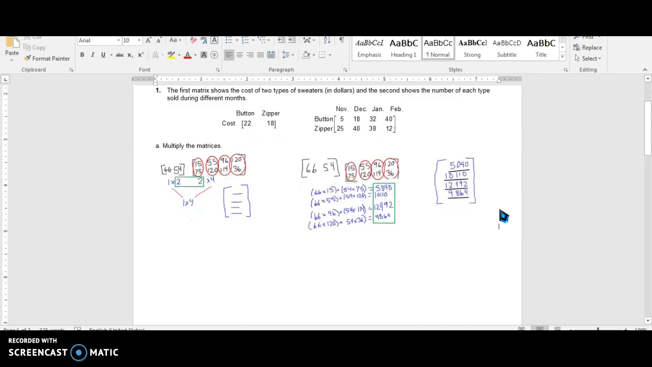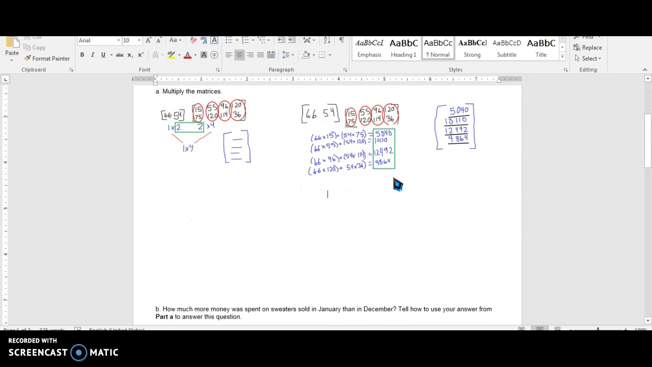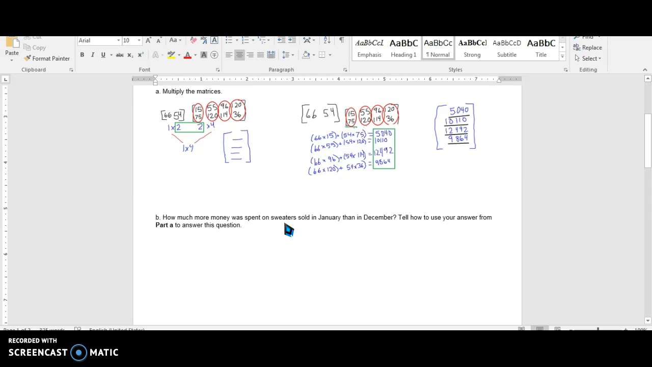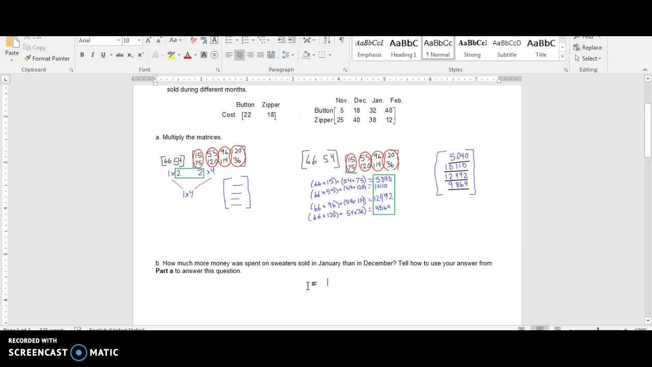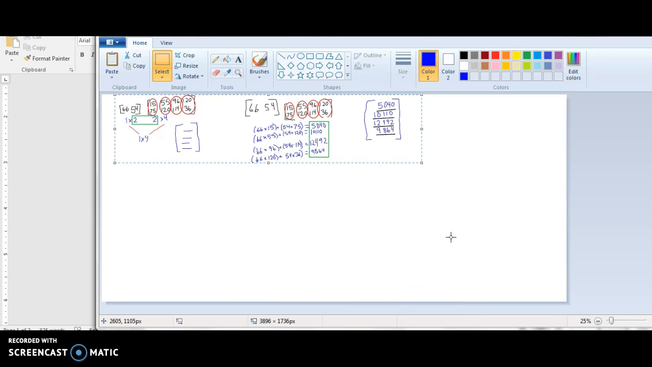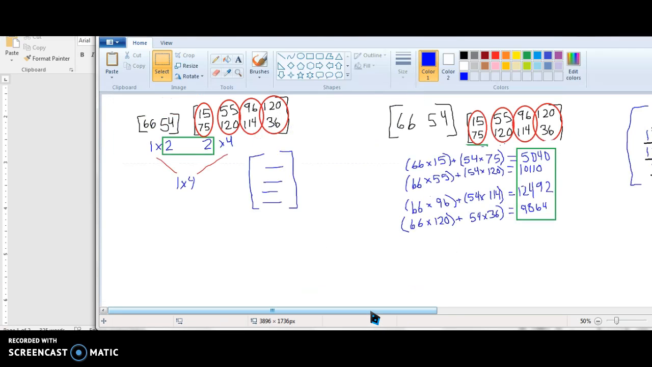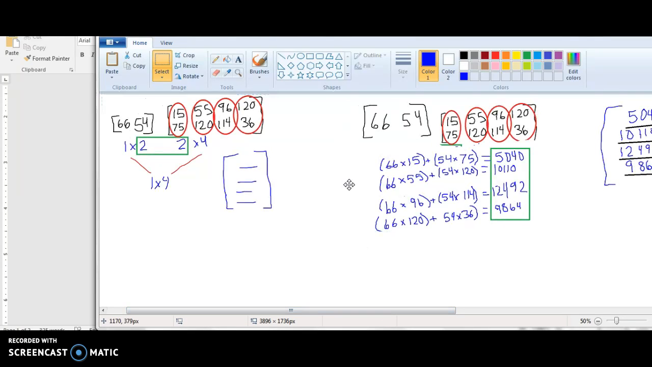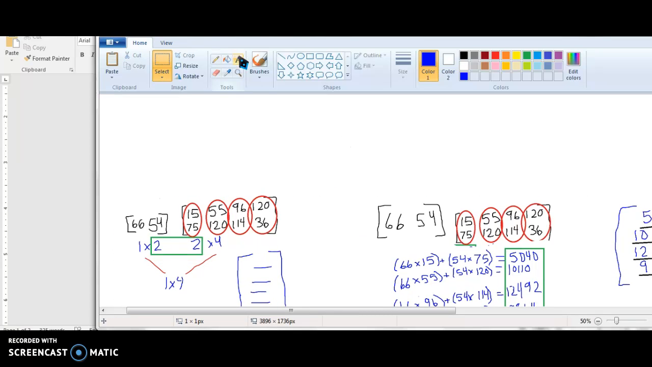Okay, so now next question. How much more money was spent on sweaters sold in January than in December? Tell how to use your answer from part A to answer this question. This is part A. So for part B, I'm just going to bring this up. Okay, scroll in here. I'm going to clear this out, and paste it again, and move it down so I have space right on top of it.